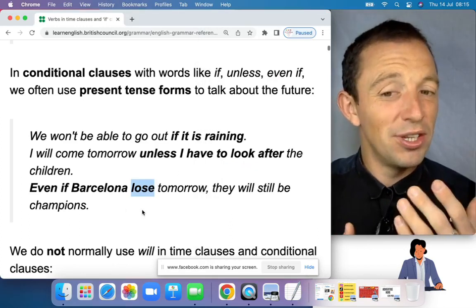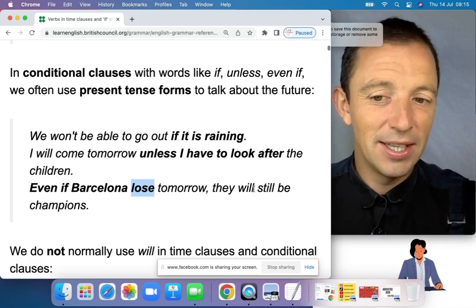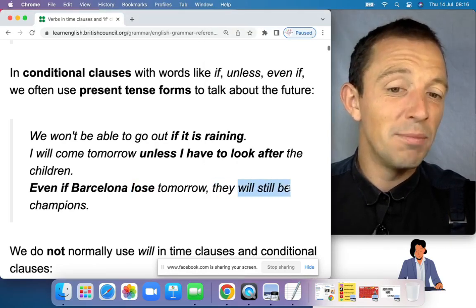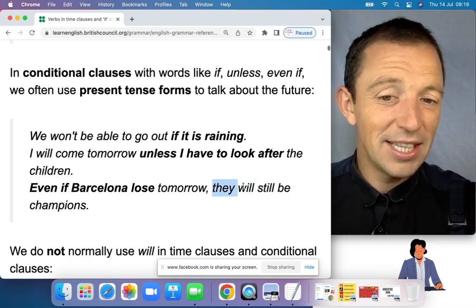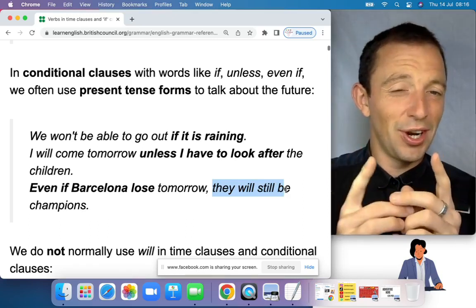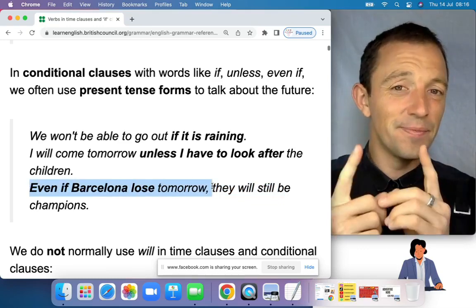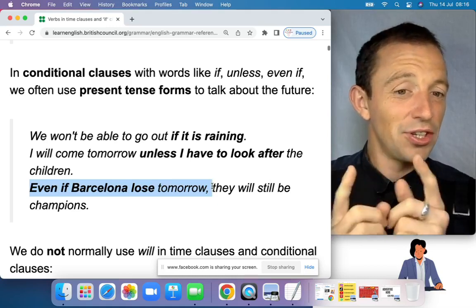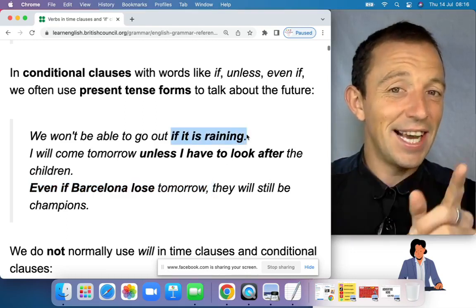So even if Barcelona lose tomorrow, they will still be champions. So the second clause is the future. Will be, that's clear. Still is continuing. So the second clause is the future simple. But in this sentence, we change the conditional clause to the first part. So this first clause is the conditional clause. And this is different because in this case, the conditional clause is at the beginning. But in the other examples, the conditional clause is in the second position.